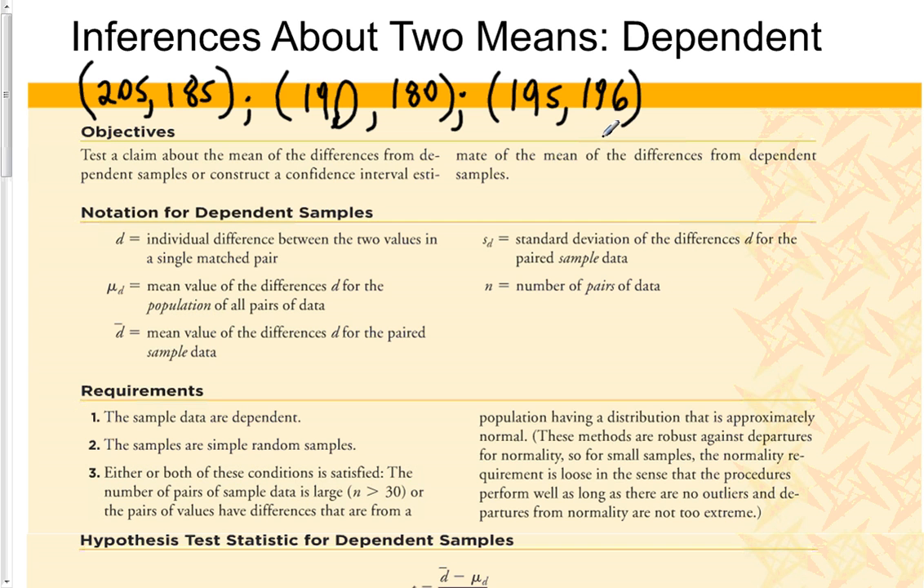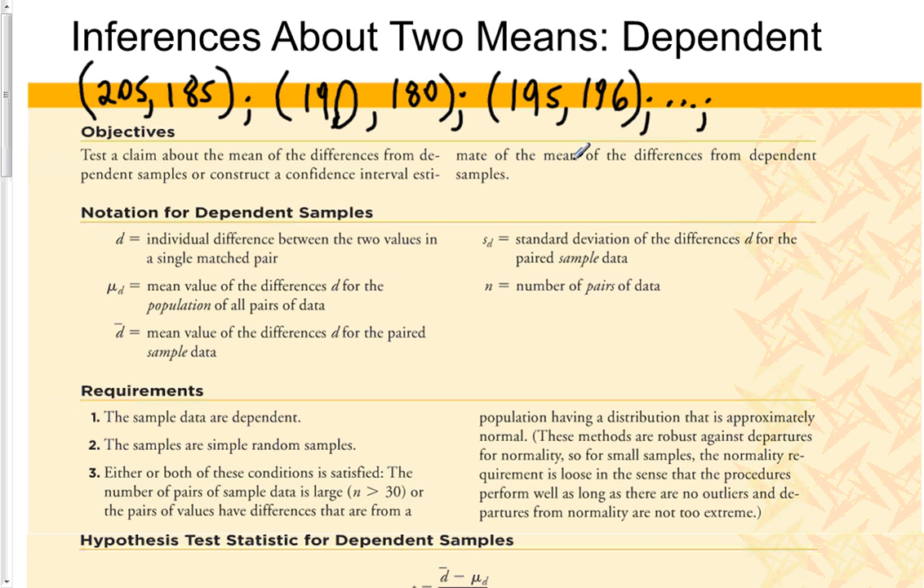So the first number in the matched pair and the second number in the matched pair are dependent on each other because it comes from the same person. And you'd have a lot of these matched pairs. Let's say we have n of them. So there'd be n matched pairs.